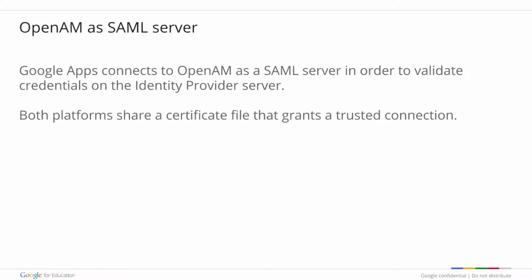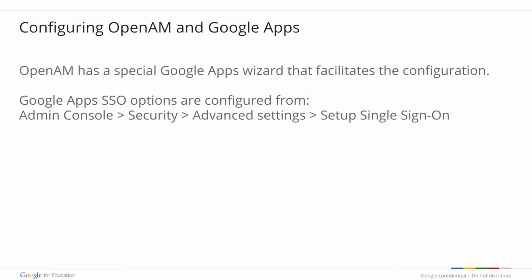One of the principal features is that it provides the user with a web interface to configure and access the platform. OpenIM has a Google Apps wizard in which you can configure SSO settings step by step. Okay, let's start. In this example, we will connect Google Apps to an OpenLDAP server through OpenIM. If you have not already installed OpenIM, please follow the second webinar titled Installing OpenIM.